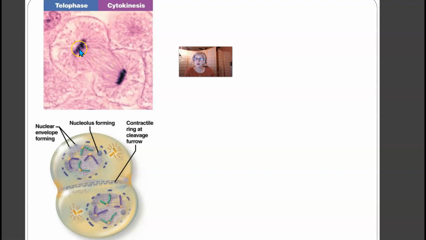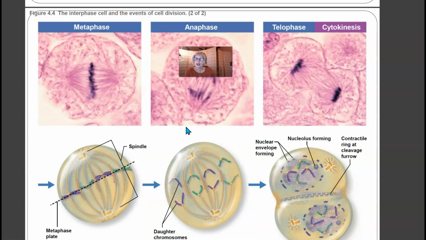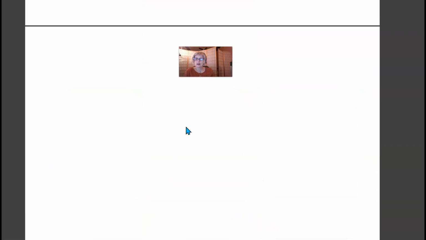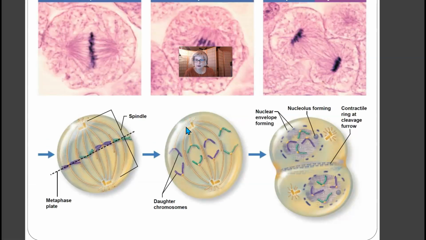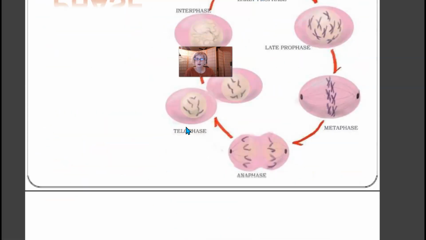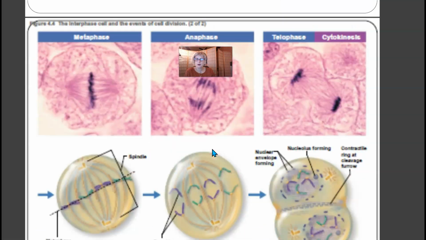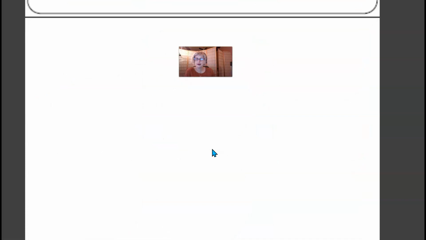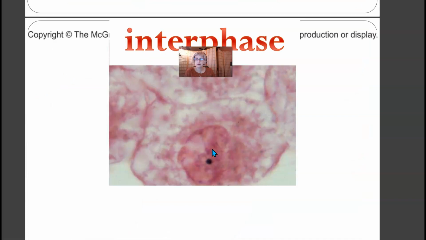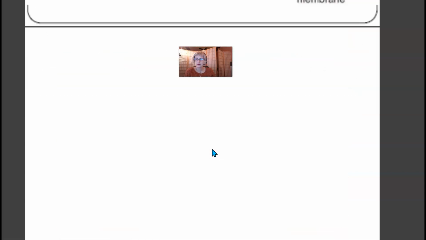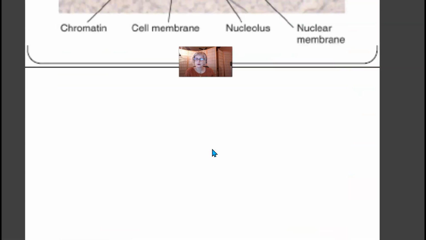All right. And after that, you'll see the cytokinesis. Let me see if I can find cytokinesis. Hold on. Where is it? I'm going to move ahead and then come back. It does not like when I'm moving it fast. Okay, well, we'll have to get to cytokinesis when we get to it. I don't see it.